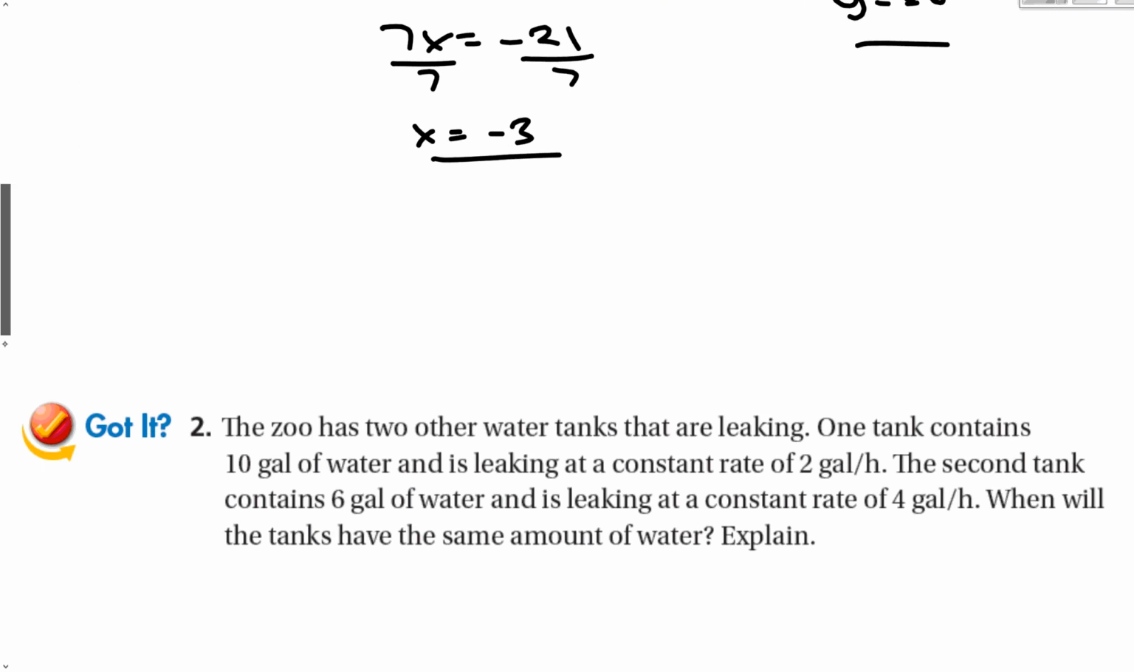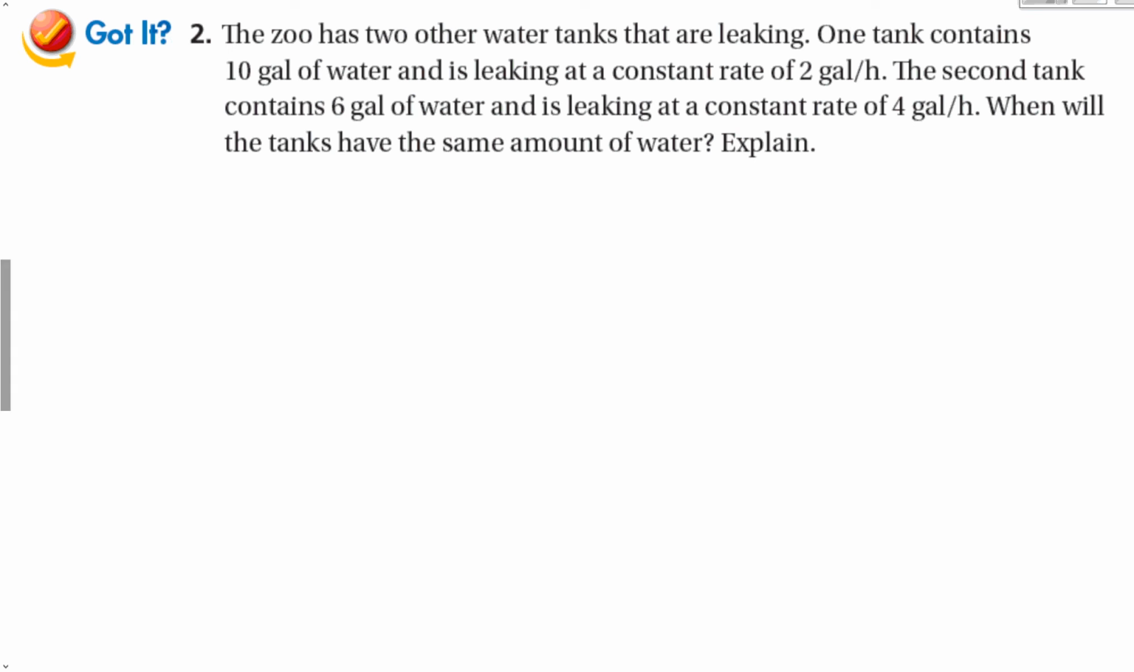Let's look at another one. So the same zoo has two other water tanks that are leaking. So one tank contains 10 gallons of water and is leaking at 2 gallons an hour. The second tank contains 6 gallons of water and is leaking at a constant rate of 4 gallons an hour. When will the tanks have the same amount of water?